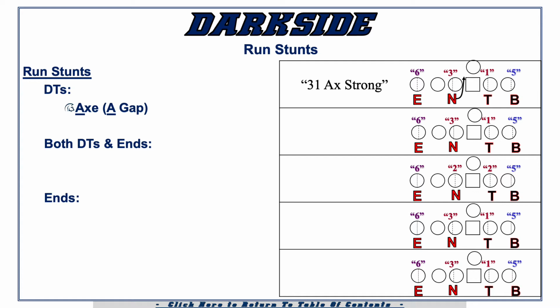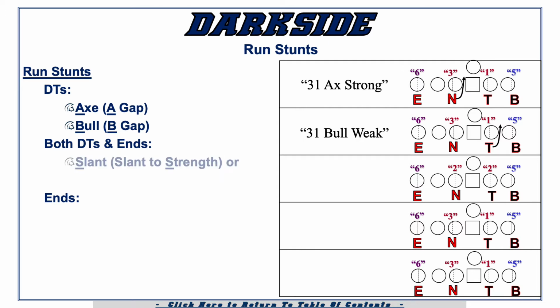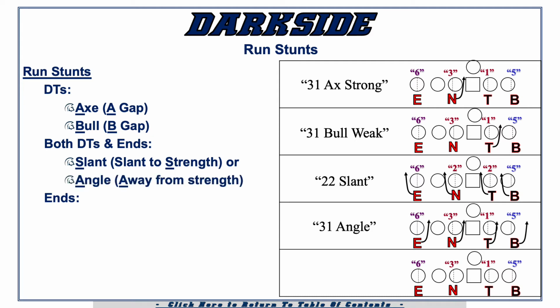Now, I have it shown from a 3 technique because we'll do a lot of stuff like that, but that doesn't mean I can't call 11 axe strong. Even though you're already going to be in that gap, you now are going to attack that gap differently. Instead of putting hands on the guard and trying to sit in the gap and read the block and defeat the block, you're shooting through the gap and bending to make a play as best you can. The second one for D lineman, the single one, is bull. This one is shown as 31 bull weak. That would be us crossing. Now, when we signal both DNs and DTs, we have a couple of them. Slant, which takes us to the strength, and angle, which takes us away.